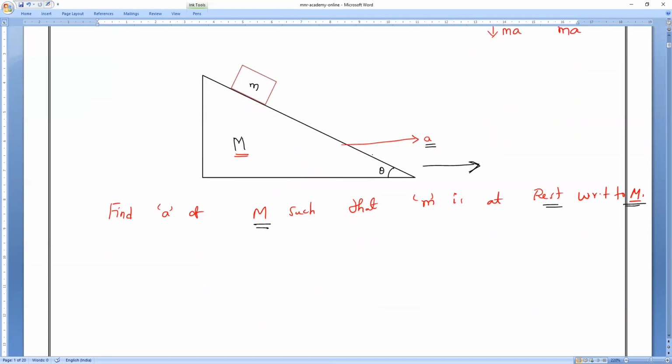Now, imagine that the observer is here. The observer is also having an acceleration of how much? If the inclined surface has acceleration A, then the observer also has an acceleration of A only. So is it an inertial frame of reference or a non-inertial frame of reference? It is the non-inertial frame of reference.